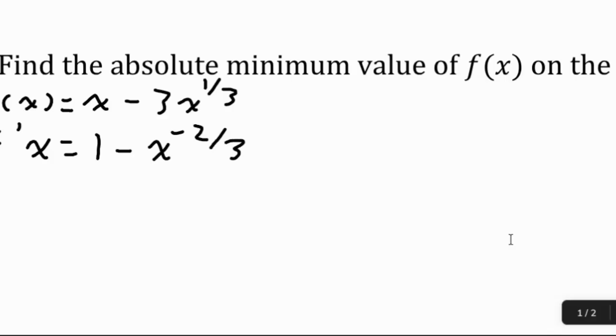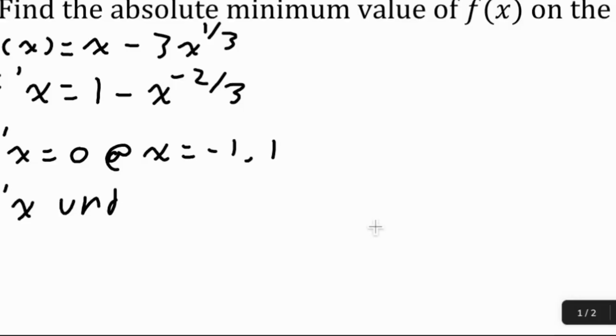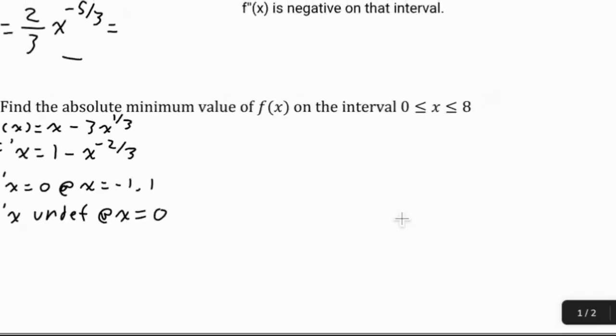So now we have the derivative. We need to find, remember, we need to find the critical points. And we already did that in the previous problem. So we'll say that f prime of x equals 0 at x equals negative 1, 1, and f prime of x is undefined. I'm just going to abbreviate here. At x equals 0.